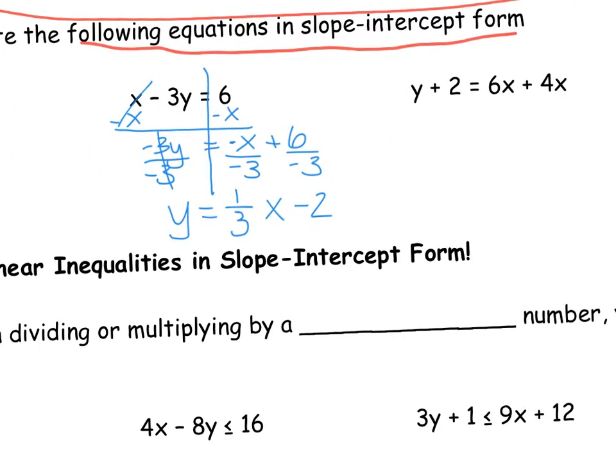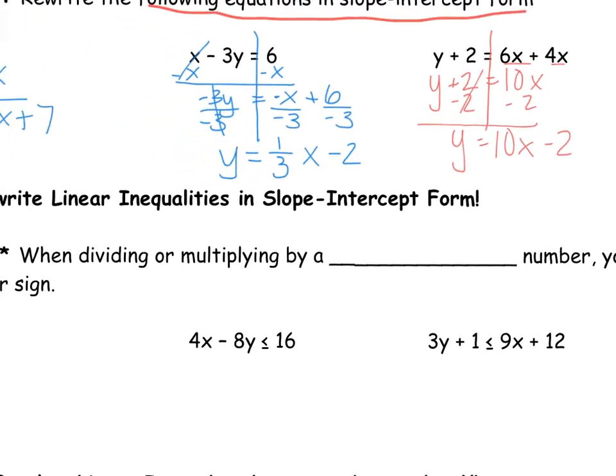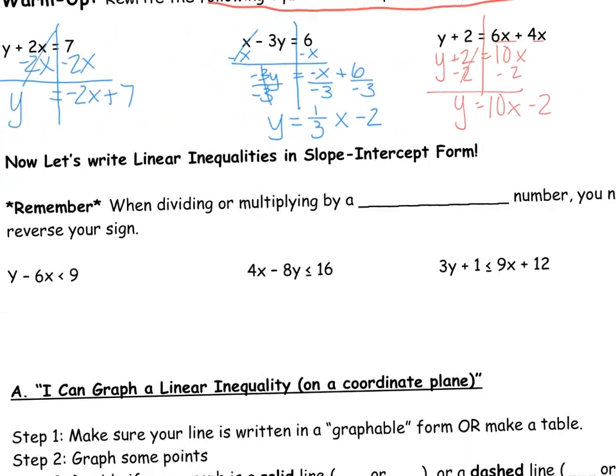Again, pause when you need to, write it down. Here, we've already got the x's on the same side, so let's simplify that. Y plus 2 equals 10x. But I want y by itself, so subtract 2. I've got y equals 10x minus 2. That's just a review. We're going to be using that to do the same steps as yesterday.